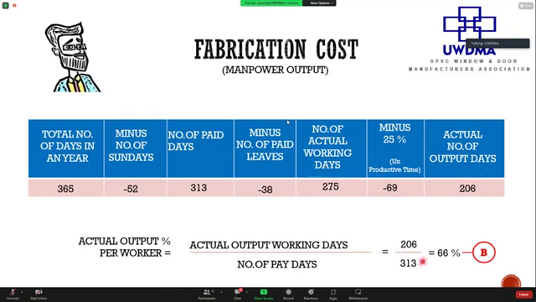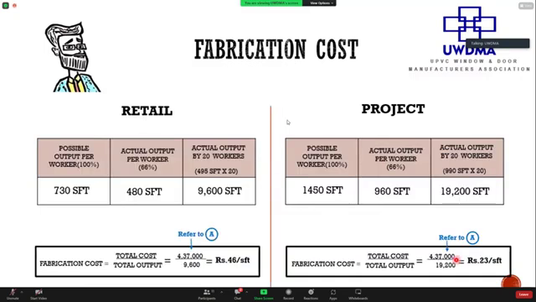So if we divide 206 by 313, then the output percentage we are getting per worker is 66%. This is an assumption. I can't say it's exact. It is an assumption that it will come to 66%. Maybe you see that your workers are giving more output, then this could vary. It could go to 75%, 80%, or even 50%. So it can also change according to your workers and your team.